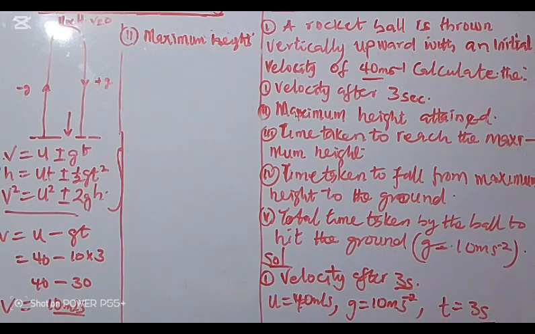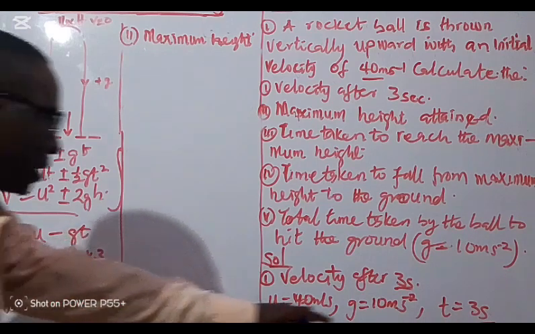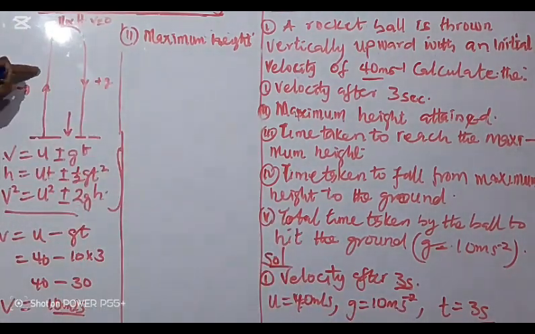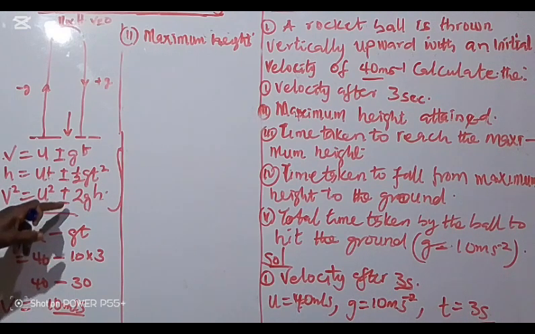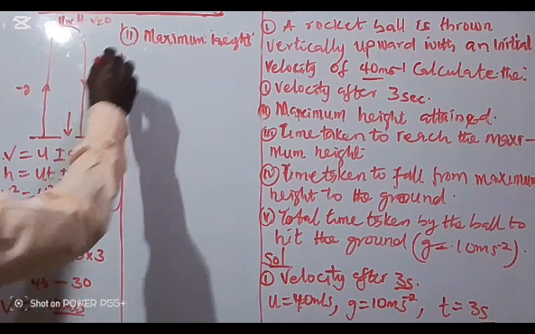look at the 3 equations on the board. The ones that contain maximum height are equations 2 and 3. If you look at equation 2, this t is the time taken to reach the maximum height. The time given there is the velocity after 3 seconds, so this one has not reached the maximum height. But equation 3 is V squared is equal to U squared plus or minus 2gh. So we are going to apply equation 3.